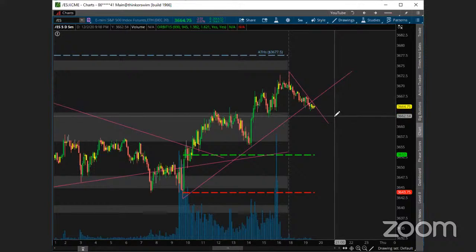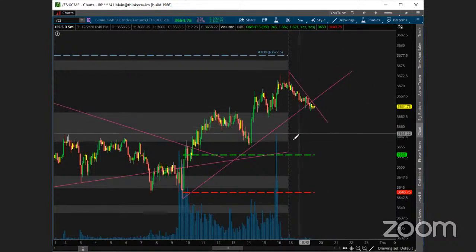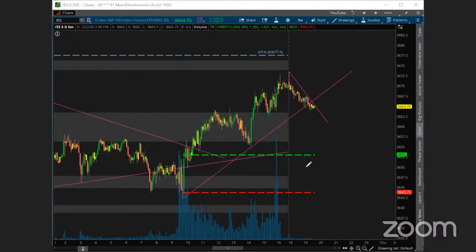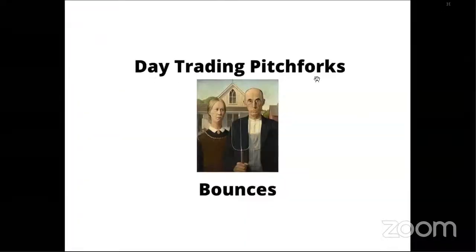So one of the cool things that we can do though is use our pitchforks, right? So let's take a look at that here, and we'll get into the topic. So let me do this. It's a little bit slower than the other broadcaster. So again, the topic today, obviously this week has been day trading pitchforks, right? So we talked about the basics of it, the concepts of it. Yesterday we talked about using the shorter term time frames. Today we're going to talk about just looking at the bounces off of these levels.